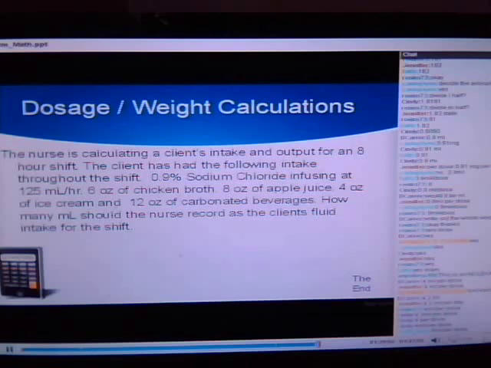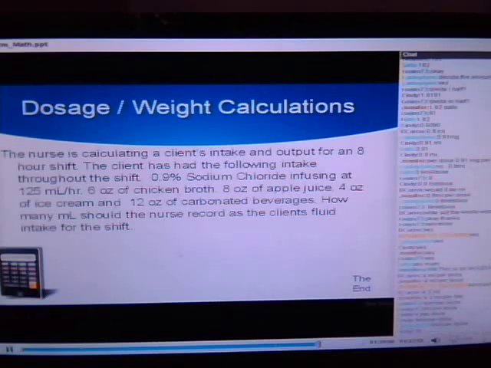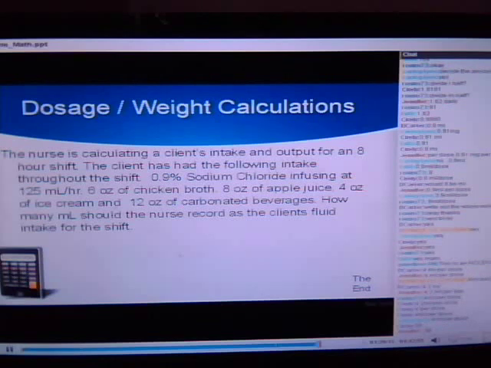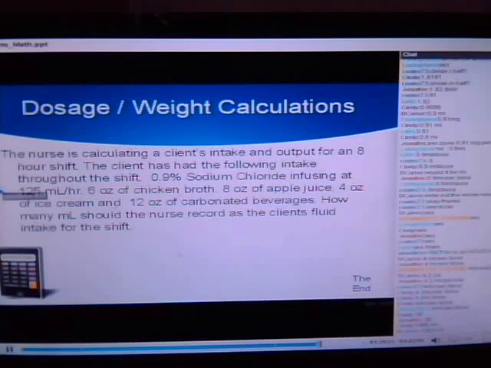Alright? Good. And the most important thing, this question wasn't so tricky, but some people get it wrong because they take that 125 milliliters per hour and they make it just 125 for the whole 8-hour shift. And the NCLEX is asking you how many milliliters for the entire shift. So what should your answer be?